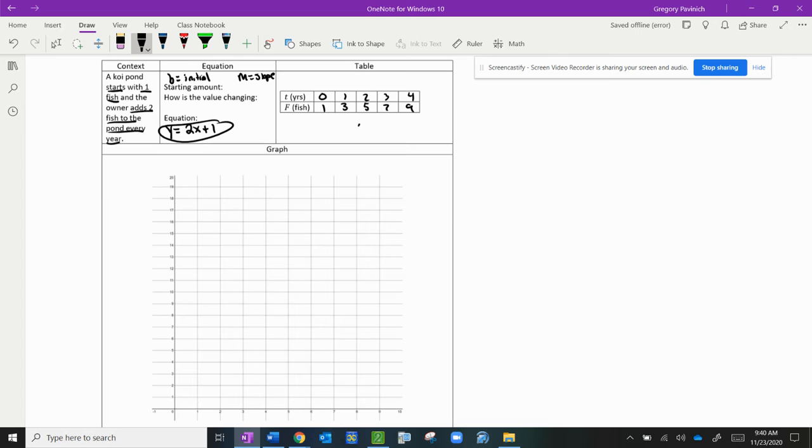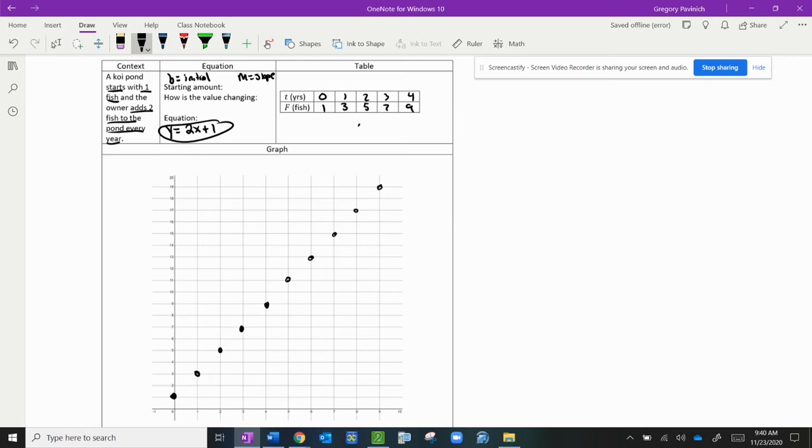So 0, 1, 1, 3, 2, 5, 3, 7, and 4, 9. And I know I could keep continuing by going up 2 and over 1, right? Because that's my slope.